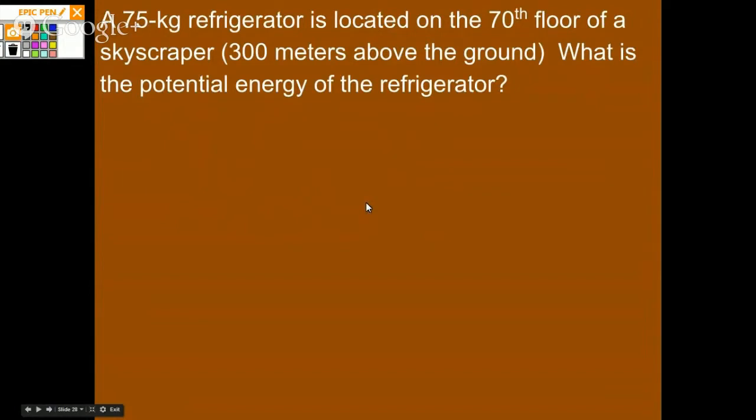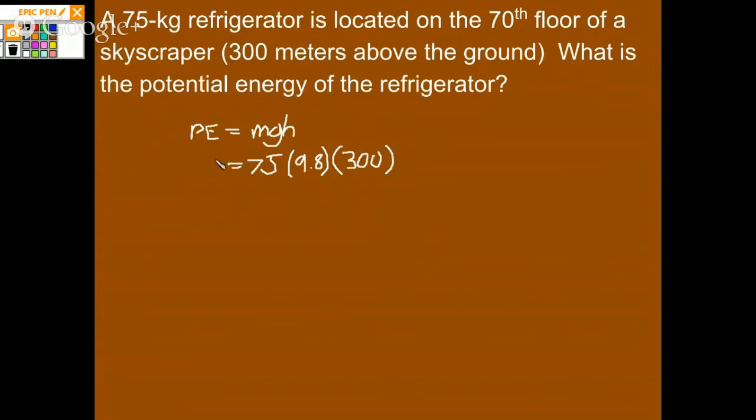So this is an example where it's telling us to calculate the potential energy. Once again, I would refer straight to the formula. So let's write the formula for PE. PE is equal to mgh. So our mass is 75. Our gravity, remember, is always 9.8. Don't square the 9.8. And then finally, it's 300 meters. Once again, we just multiply across.